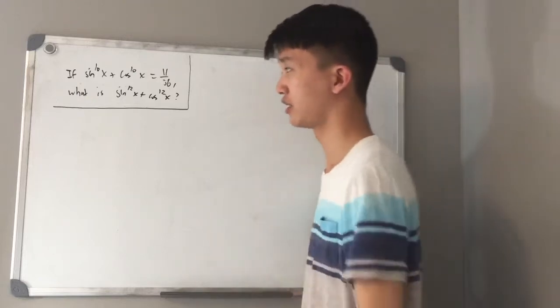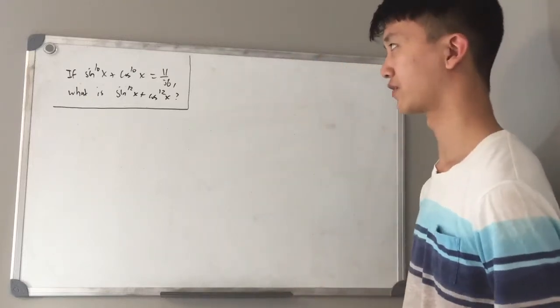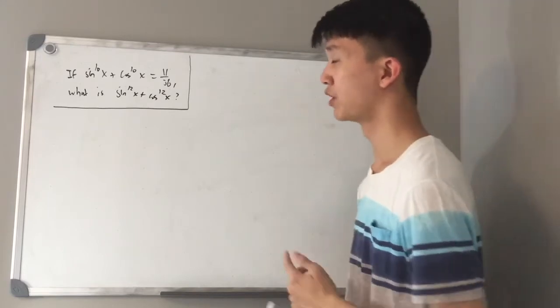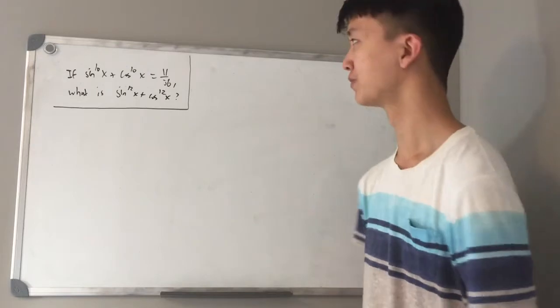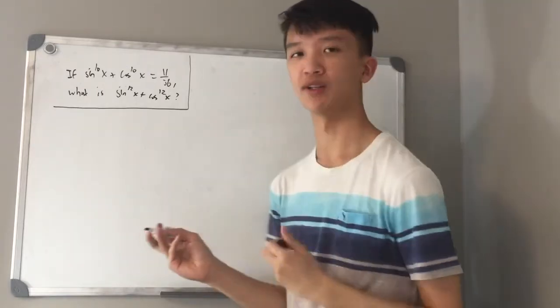Alright, so if the sine of x to the power of 10 plus the cosine of x to the power of 10 is equal to 11 over 36, what is the sine of x to the power of 12 plus the cosine of x to the power of 12? Well, first of all, we're going to start off immediately with the substitution.